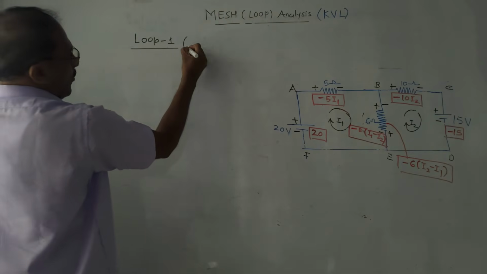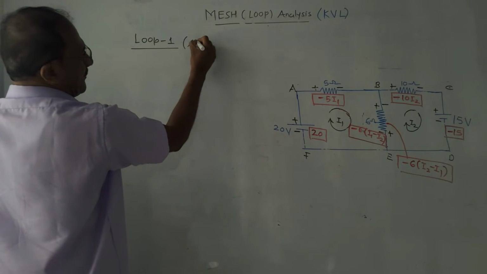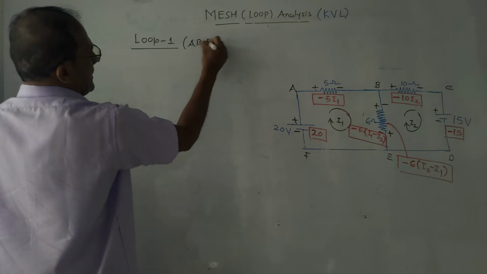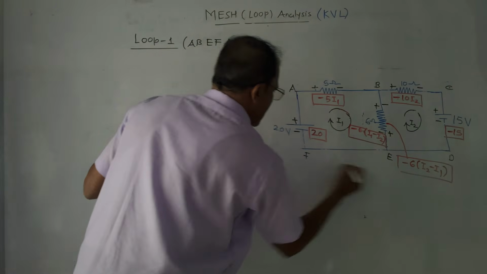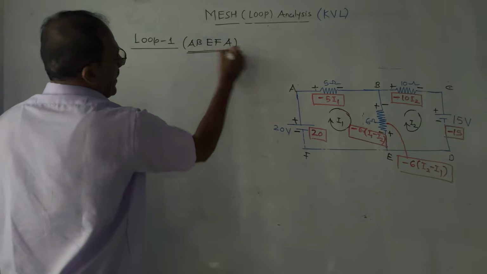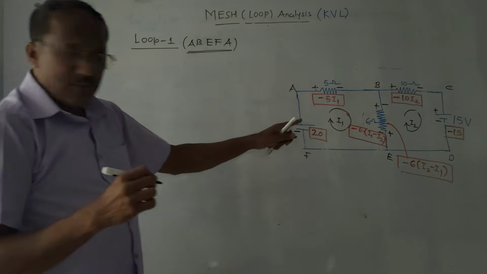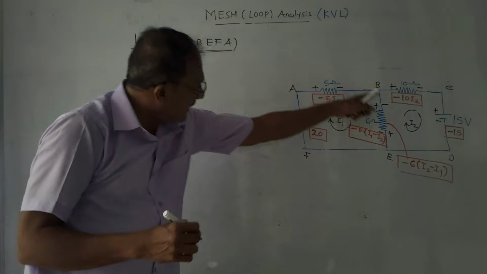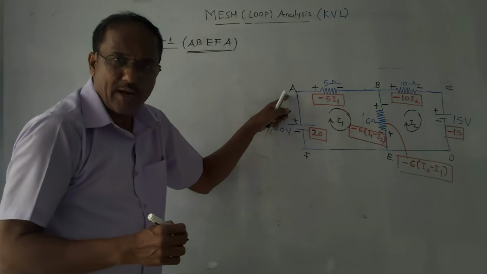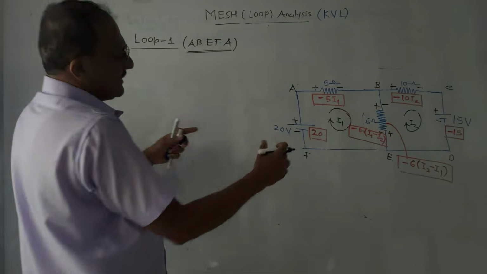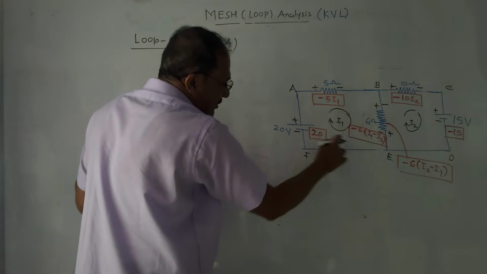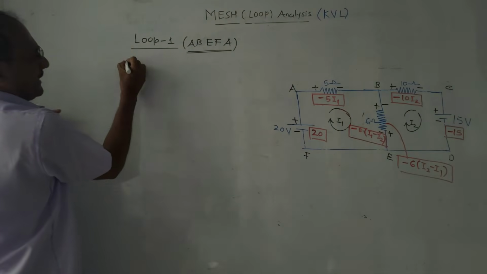Loop 1, if you want, you can write it in brackets, which is A, B, E, F, A. This point is E, then F, A. This is loop 1. Start from any point. I will start from point A and after tracing this entire loop, I will come back to the same point. You don't have to memorize all the things. Whatever values you have written in the square bracket, just go on writing those values.